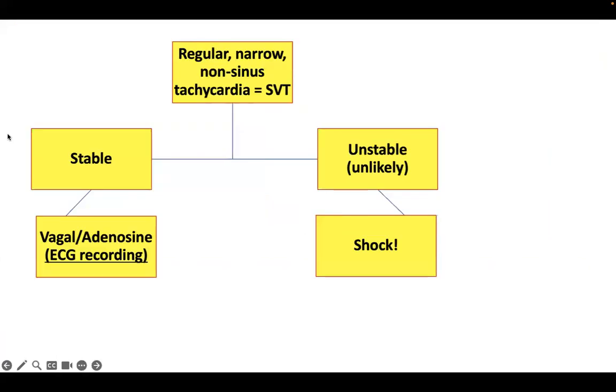Again, the definition of SVT is a regular, narrow complex tachycardia that is non-sinus. Okay, in brief. When you diagnose someone with SVT, the next question is, is the patient stable or unstable? If the patient is stable, which is 99.9% of the time, then you have to record the ECG and administer adenosine or do a vagal maneuver, but you have to do continuous ECG recording pre, during, and post. I cannot stress this more.